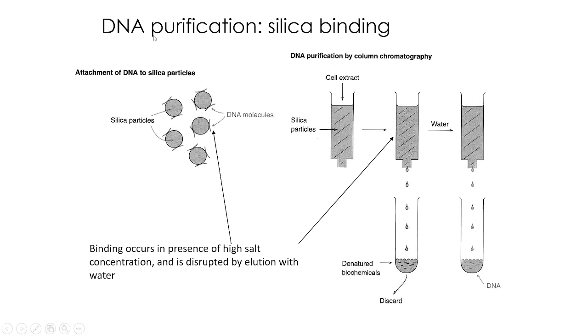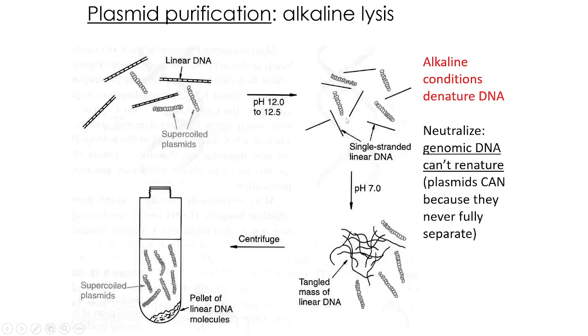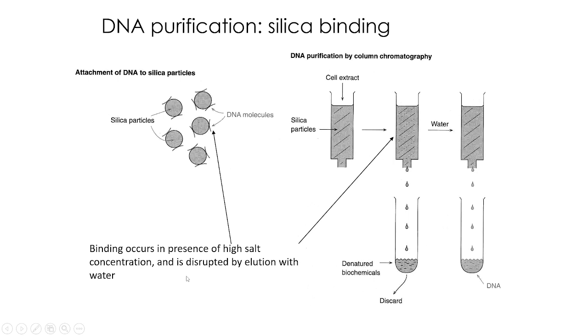Like I was telling, the columns are usually made up of silica particles. You pass the cell extract, the supernatant basically, through this kind of column, and your DNA just binds there. Then you elute it with water, and you get the DNA.